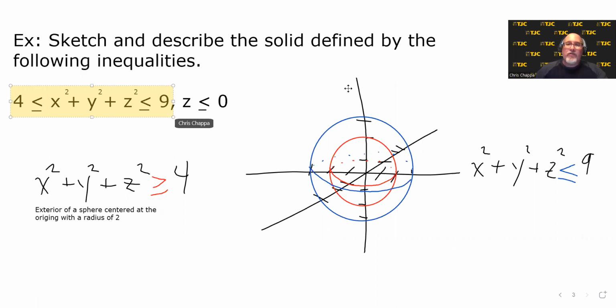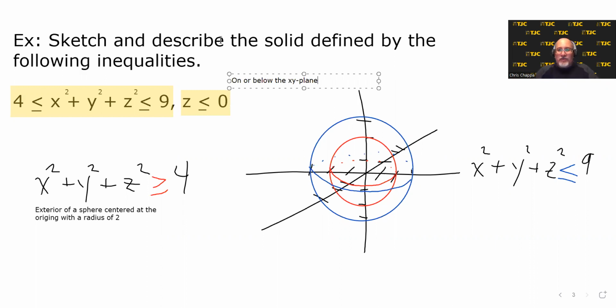The yellow inequality represents all the points between these two spheres and possibly on the surface of either one of the spheres. But that's not what this particular problem's picture would look like, because remember, we also had the inequality that z is less than or equal to 0. And we already decided that what that meant was on or below the xy plane. So if we put it all together, I got to be on or below the xy plane, outside the red sphere, inside the blue sphere.